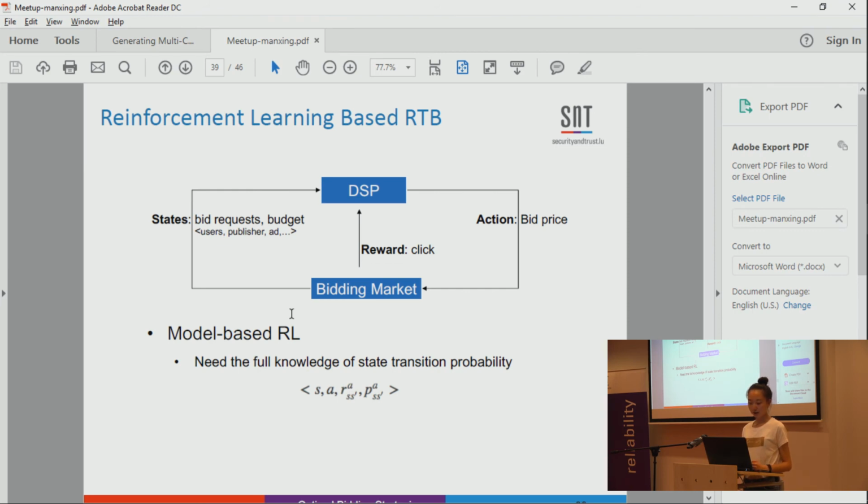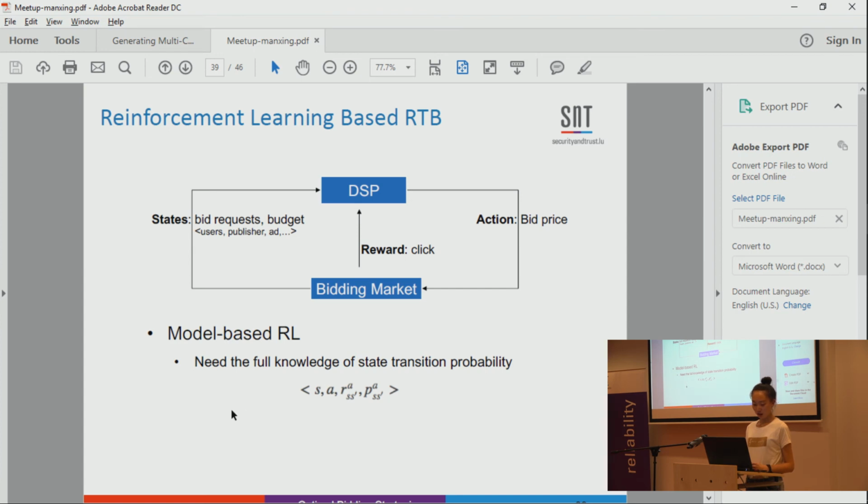And the trend in the industry is also moving towards using reinforcement learning techniques. Here, reinforcement learning is always formalized as a Markov decision process. So here we are at the DSP, and once we receive some bid requests from the bidding market, we need to take an action. The action would be a bid price. Later on, the bidding market will send us the feedback of the user, which is the click, as the reward. This is the reward we need to optimize, or maximize.